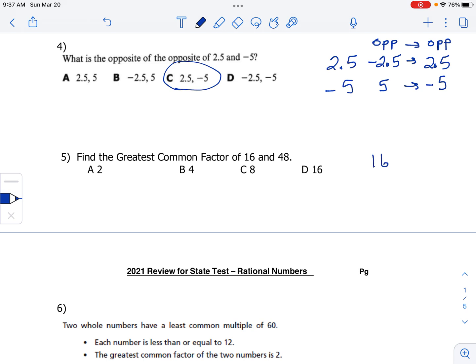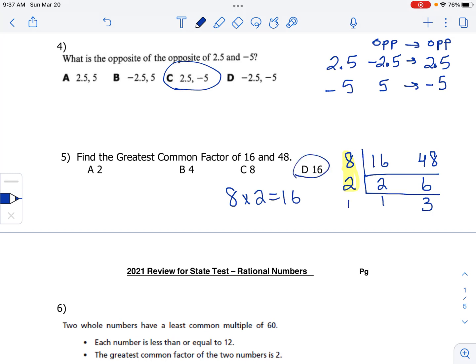Number 5, again, we're going to find the greatest common factor. We're going to use the same strategy as before, our ladder strategy. And I know that 16 and 48 are both divisible by 8. 16 divided by 8 is 2. 48 divided by 8 is 6. All right, 2 and 6 are both divisible by 2. So we're going to continue on. 2 divided by 2 is 1. 6 divided by 2 is 3. We can't go any further, so we're going to multiply these two together. 8 times 2 gives us 16, so our greatest common factor is 16.